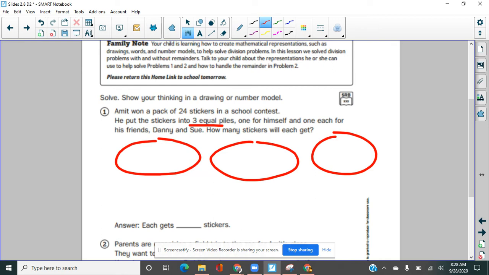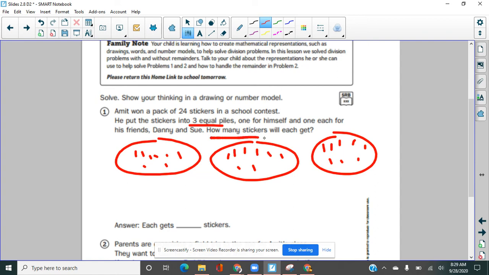So I want you to start doing this with me, right? Here's a sticker. Here's a sticker. Three, four. Got to keep going all the way to 24. 12, 16. All right, 24. So I've now put all the 24 stickers in equal piles.